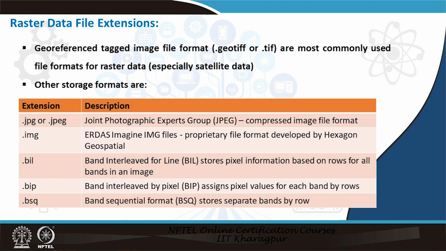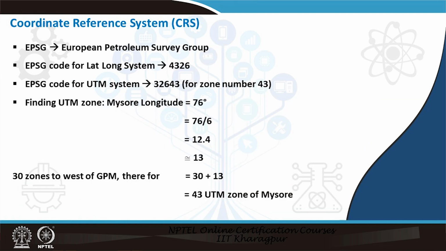We are also aware of the coordinate reference system. Now there is a code for each and every coordinate reference system. These codes are given by EPSG. EPSG is nothing but the European Petroleum Survey Group. The EPSG code for the lat-long system is 4326. Please make a note of this because we will be using it in all our analysis. And the EPSG code for the UTM system will be 32643. The last 2 digits, 43, are for UTM zone number 43.